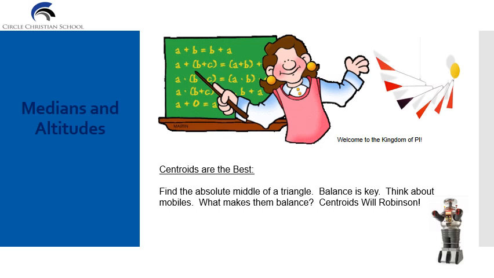Means and altitudes. Of all the concurrent points, I think centroids are the best. So to find the absolute middle of a triangle, balance is the key. Think about mobiles. What makes them balance? Centroids will Robinson.